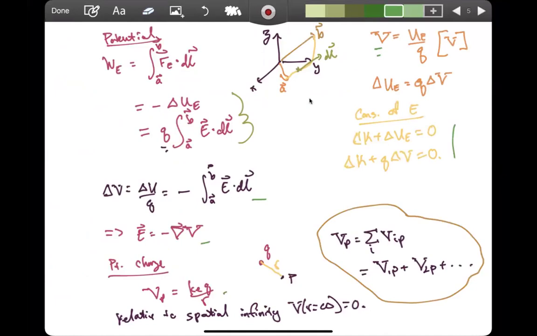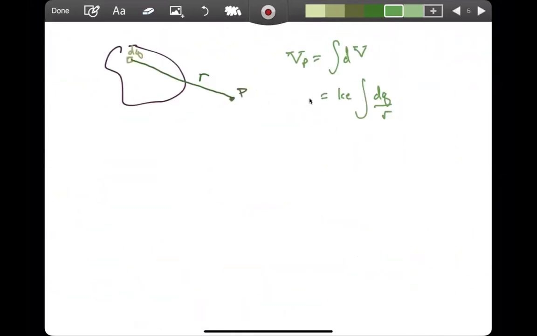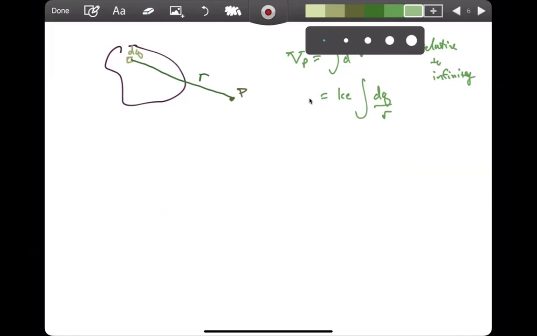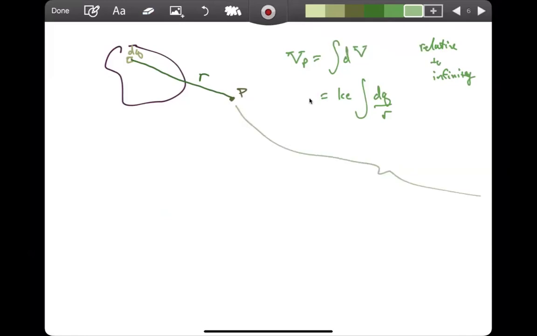This superposition says it's just the sum of all the other ones. Again, this is relative to infinity, where the potential is 0. And even here, this is also relative to infinity, because we're using that of the point charge, which means that this also would be true only relative to infinity, where it's 0.